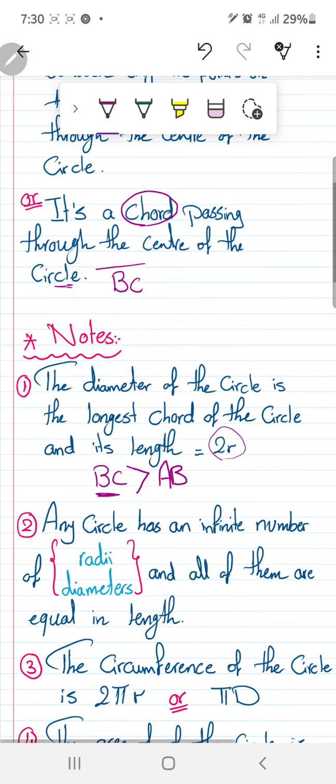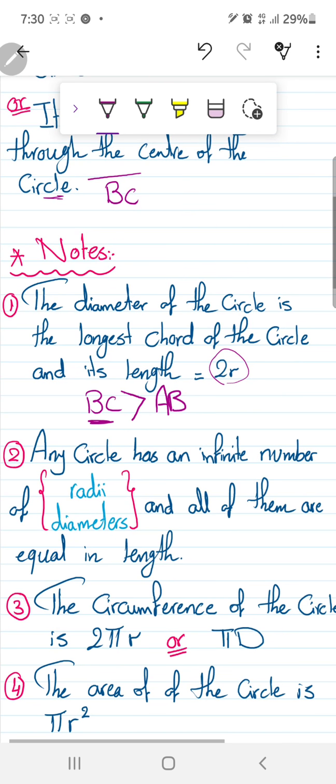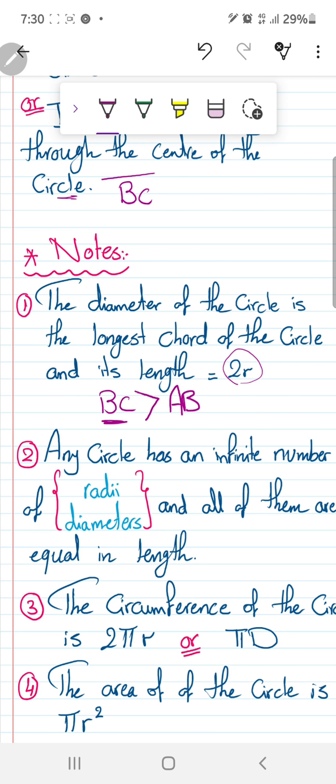Okay. The second one, any circle has an infinite number of radii and an infinite number of diameters. And all of them are equal in length. So all radii in the same circle are equal in length, and all diameters in the same circle are equal in length.